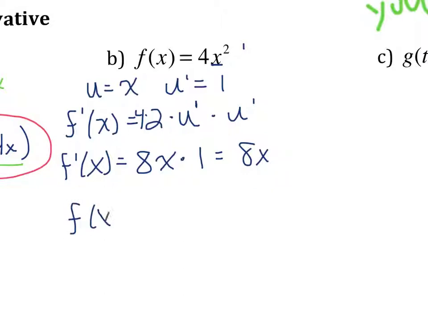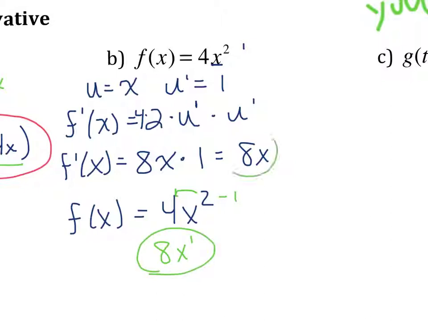If we had f of x equals 4x squared before, all you would do is bring the 2 down, 4 times 2, and then subtract 1 from the exponent. 4 times 2 is 8, x to the 2 minus 1, which is 1. So as you can see, we would have gotten the exact same answer. You've been doing this same rule the whole entire time, just now we're doing it with composite functions.